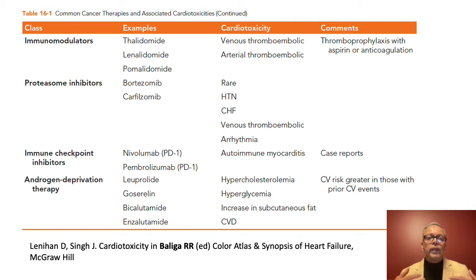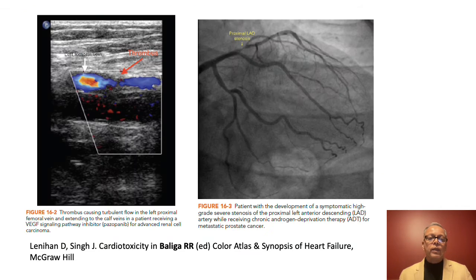Thalidomide and lenalidomide can cause thromboembolism in the arteries and veins. Proteasome inhibitors can cause hypertension, heart failure, venous thromboemboli. Checkpoint inhibitors like nivolumab and pembrolizumab can cause myocarditis, and androgen deprivation therapy can cause dyslipidemia, hyperglycemia, increased subcutaneous fat, and coronary artery disease and vascular disease.